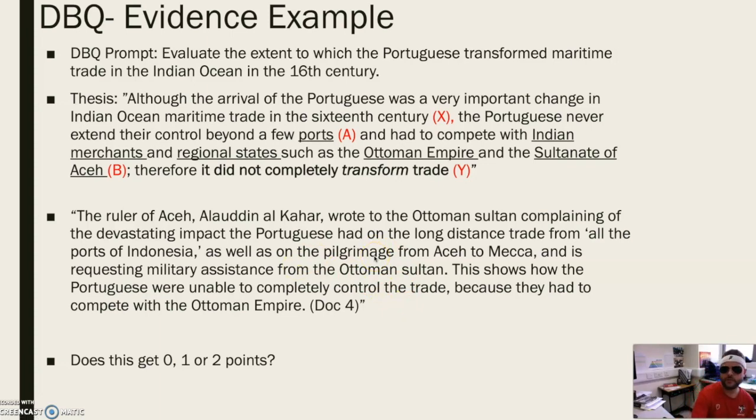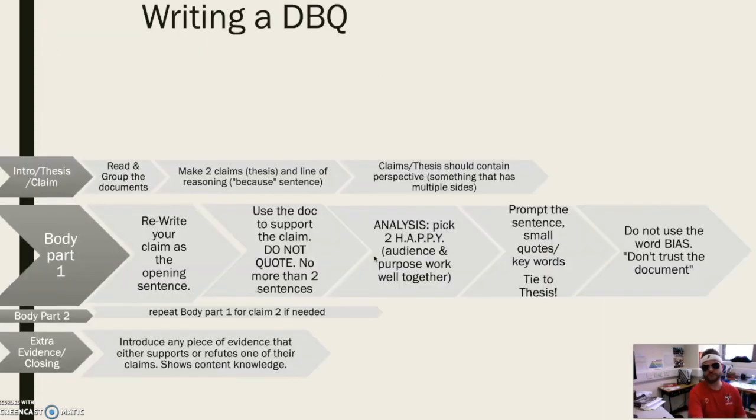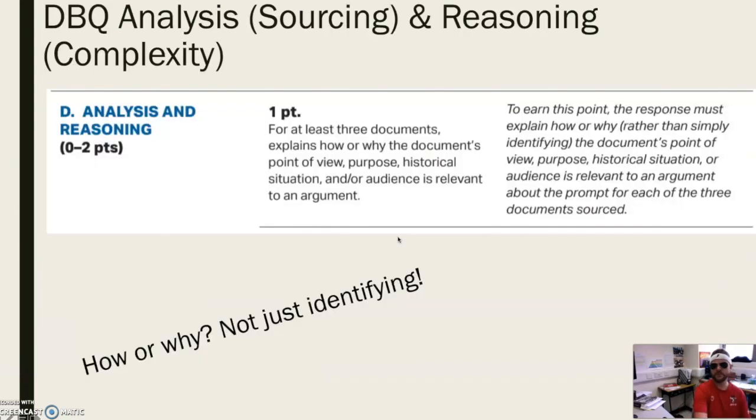Pretty easy. Now we're going to move on to the analysis sourcing portion. All right, so we have intro, we have body part 1, body part 2, back to body part 1. Using the source to support the claim, we have our evidence. Now let's move on to analysis. So let's look at what the rubric actually says.